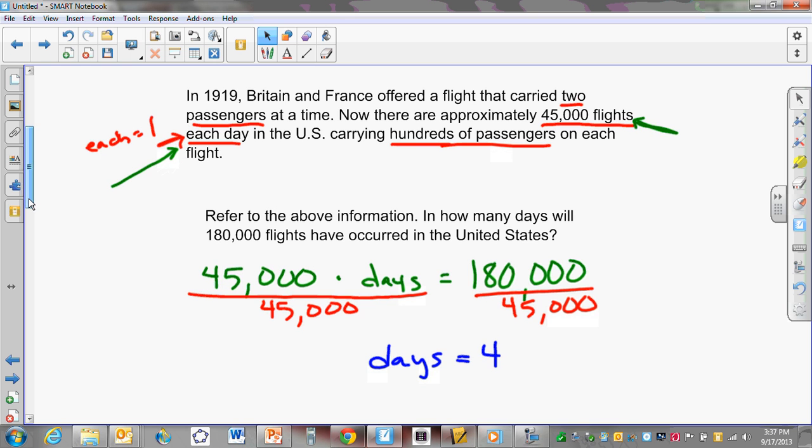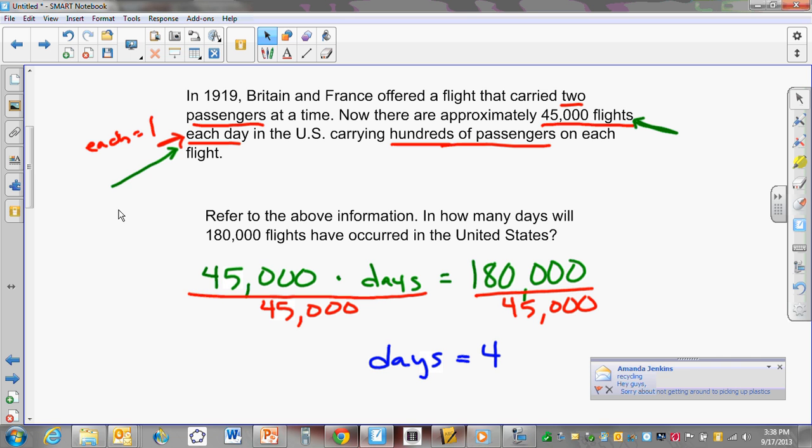In this word problem, it gives you some information. In 1919, Britain and France offered a flight that carried 2 passengers at a time. Now there are approximately 45,000 flights each day in the United States, carrying hundreds of passengers on each flight. First thing we want to do is kind of identify our numbers in this. We see 2 passengers, that's a number. 45,000 flights, that's a number. Each day, that is a number, each meaning 1. And hundreds of passengers, there's another number, even though it is not very specific.